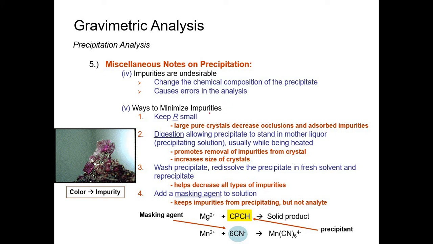So to minimize impurities, you have to keep R small. So you need larger pure crystals, and you need to decrease occlusions and adsorbed impurities. So how do you do that?